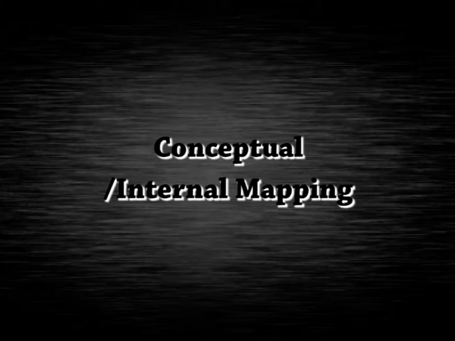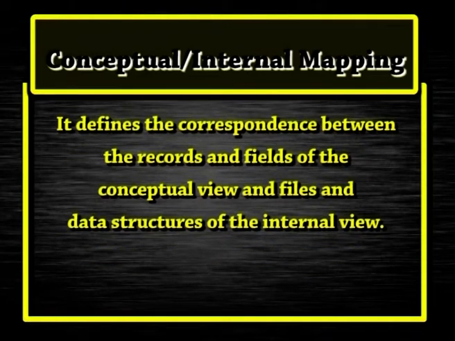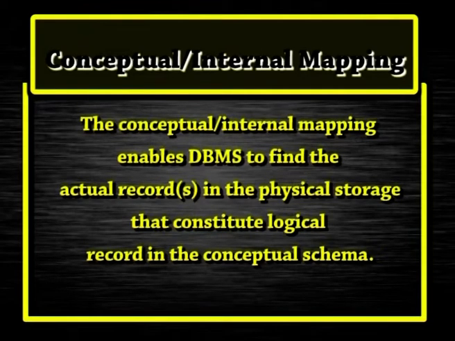Let us explain conceptual or internal mapping. The conceptual or internal mapping lies between the conceptual and internal levels. It relates the conceptual schema to the internal schema. It defines the correspondence between the records and fields of the conceptual view and the files and data structures of the internal view. If the structure of the stored database is changed, then the conceptual or internal mapping must also be changed accordingly, so that the view from the conceptual level remains constant. It is this mapping that provides physical data independence for the database. The conceptual or internal mapping enables DBMS to find the actual records in the physical storage that constitute a logical record in the conceptual schema.